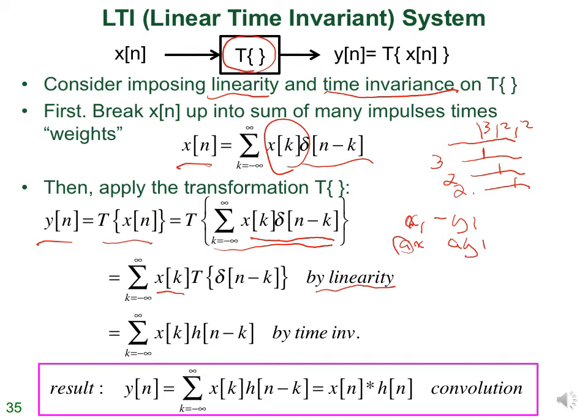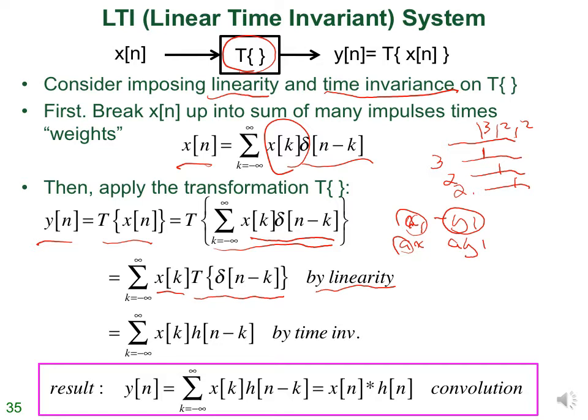So that transformation of the delta function is just whatever the output y is for the input x being a delta function. And so, of course, we would call that the impulse response. And so that's just h of n.